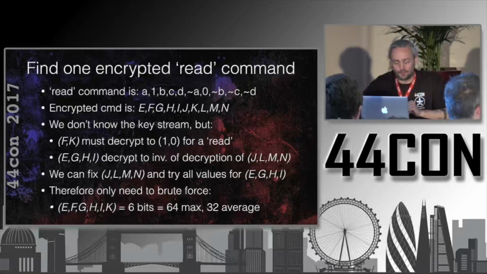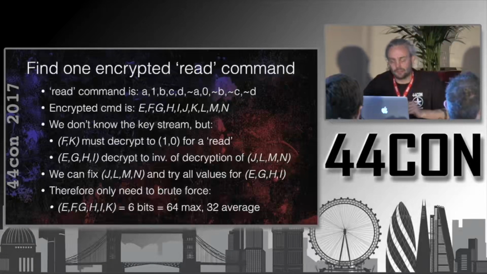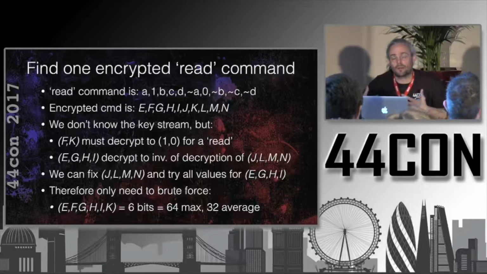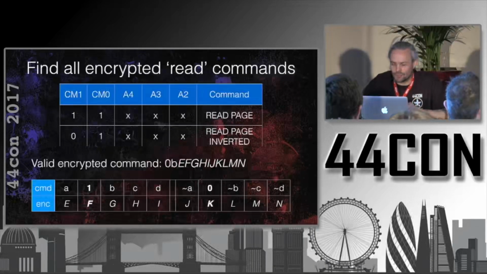Well, obviously we need to brute F and K, because we don't know what key stream they are, we just know what they decrypt to. So we only actually need to brute 6 bits, E, F, G, H, I, K, which is 64 states. So on average we'll hit one after 32 guesses. Does that make sense? Yeah, everyone's happy with that. Good.